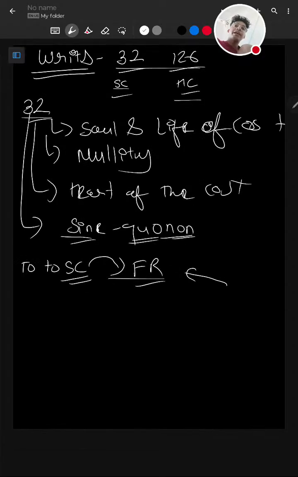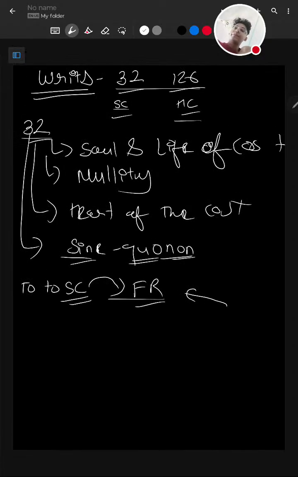And this Article 32 now has parts, or you could say provisions. You can basically call them provisions, right? Now Article 32 has four provisions.